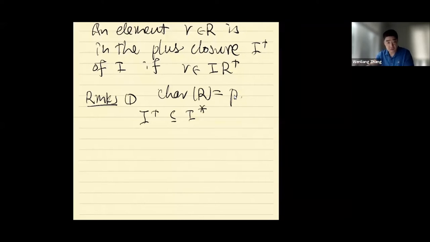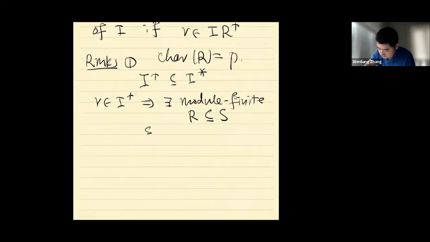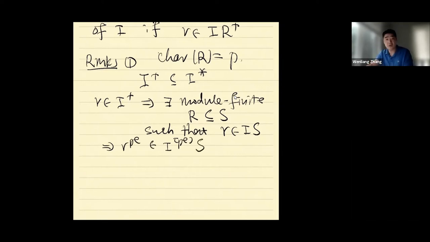Now here is one way to see it. Let's say R is in the plus closure. So that tells me there exists a module finite extension R in S such that R is in I S. Now, of course, because R is in I S, that tells me R to the p to the e will be contained in the Frobenius power of I, of course, this should happen in S.